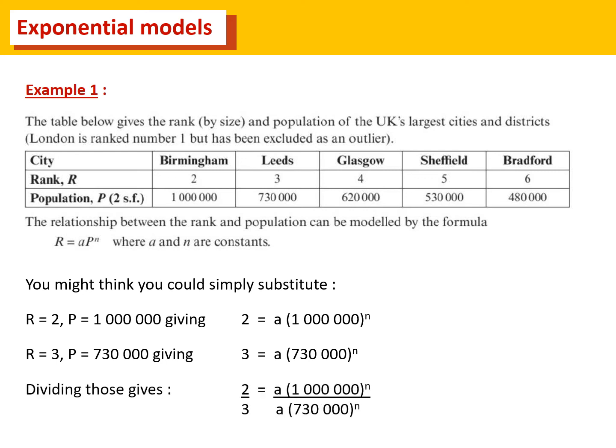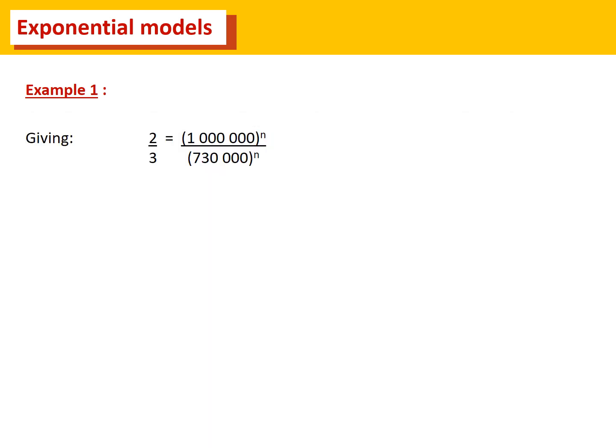And if we divide those, we get on the left-hand side 2/3, and on the right-hand side we get this fraction, but in that fraction, the A's cancel. So we actually end up with 2/3 equals 1 million to the power of N divided by 730,000 to the power of N, which we can actually write as that. We can write the 1 million over 730,000 as a single fraction.